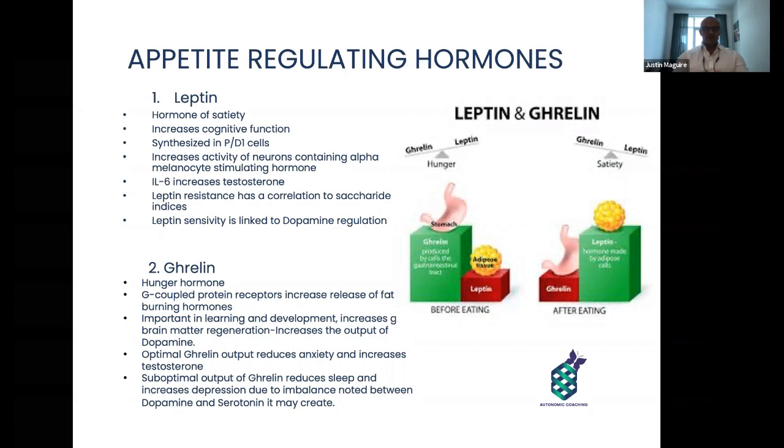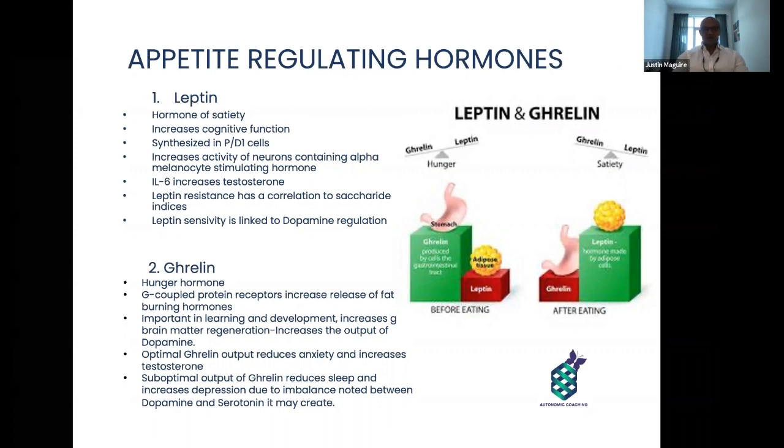Leptin increases cognitive function, increases the synthesis of D1 cells. Okay, these are dopamine cells, and D1 cell activity increases sympathetic drive in the brain. In other words, it makes you more alert, more awake, makes the hippocampus more reactive toward information retention and acquirement.